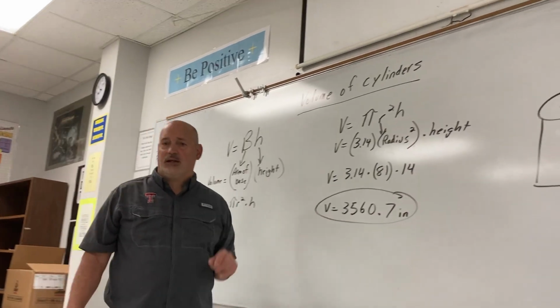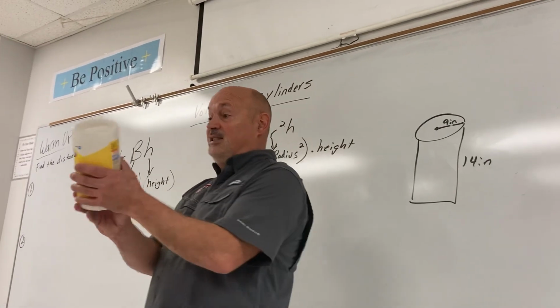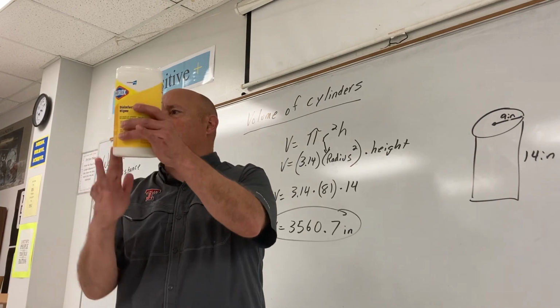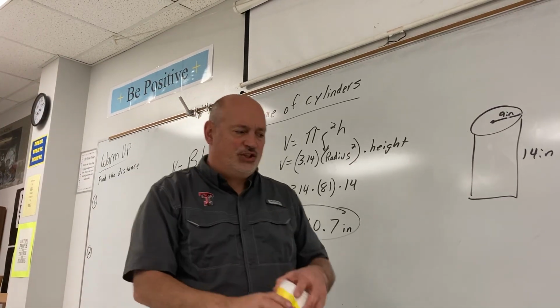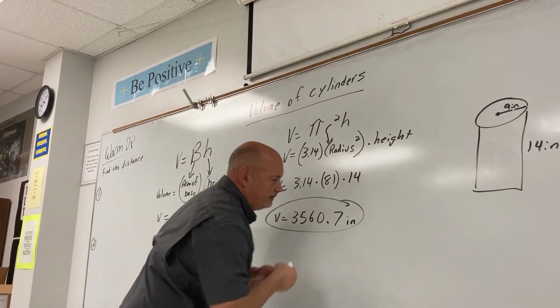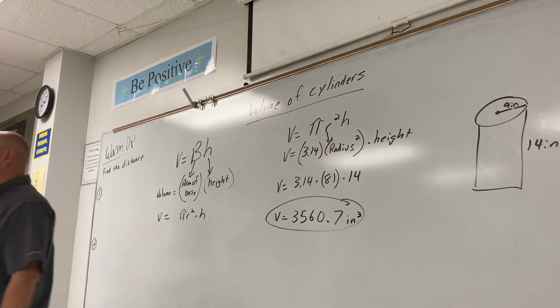What is a cylinder? It's a three-dimensional object. Are you with me? This has 3 dimensions. It has a length, it has a width, and it also has a height. That's 3 dimensions. So we need to put inches cubed. And there is your correct answer for number 1. Questions?